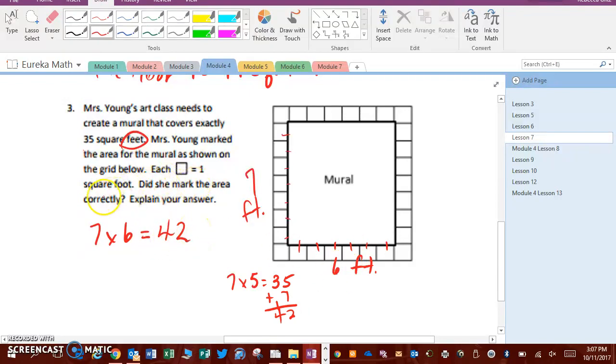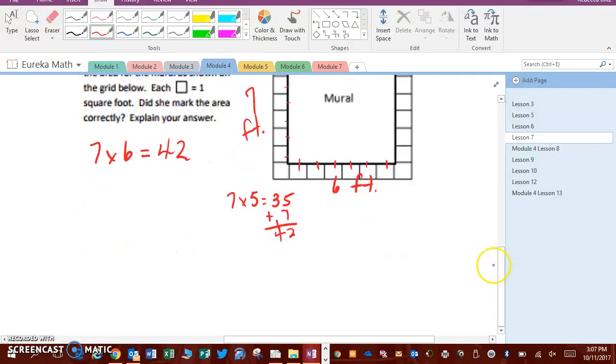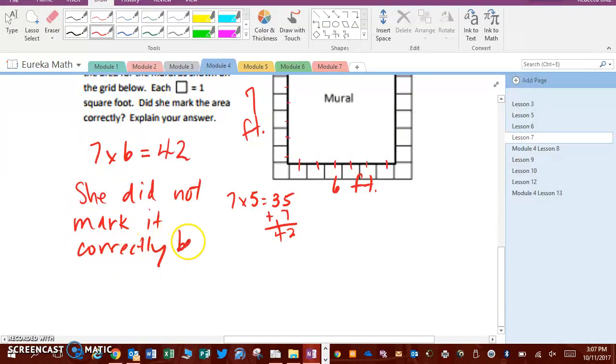So did she mark the area correctly? It has to be exactly 35 square feet. Is it? No. So we have to say she did not mark it correctly because she marked 42 square feet.